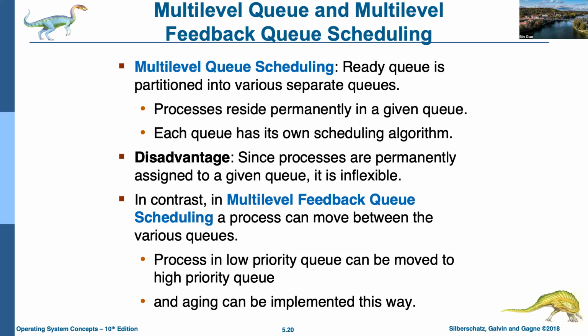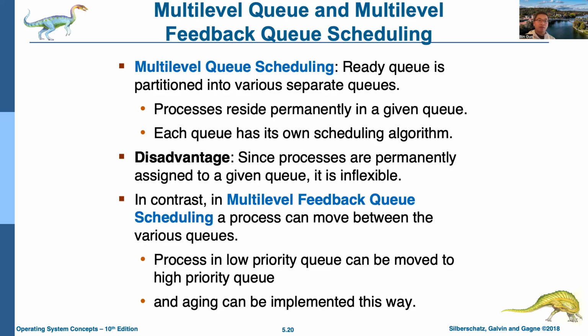Each queue has its own scheduling algorithm. This is for different priorities. The disadvantage is that it's inflexible, because some processes are permanently assigned to a given queue. So this is multi-level queue scheduling.